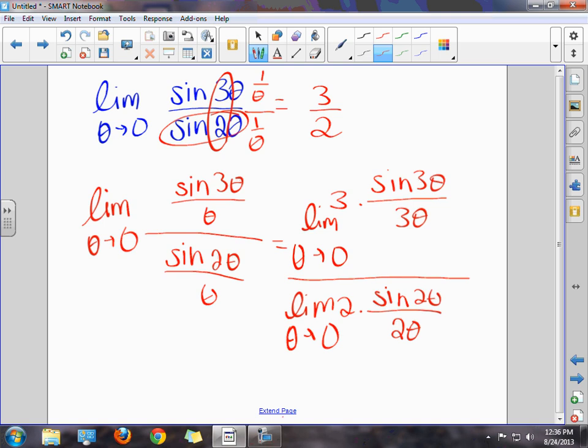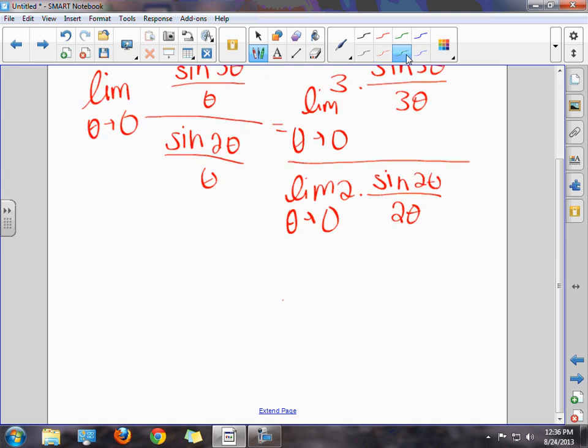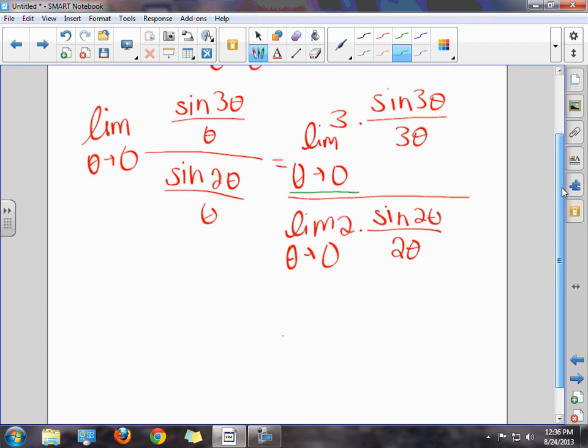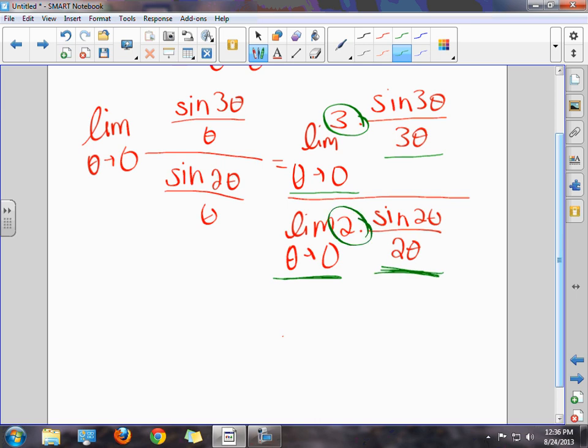And now I can look at this limit right here. Limit as theta goes to 0, sine 3 theta over 3 theta. That's going to equal 1. But I have this 3 right there that I can't forget about. And then here I have the limit as theta goes to 0, sine 2 theta over 2 theta. I know that's equal to 1. Can't forget about that too, though. So this is what it ends up looking like. Well, I guess this is 1, and that's 1, so we end up with 3/2. It's kind of a neat trick.